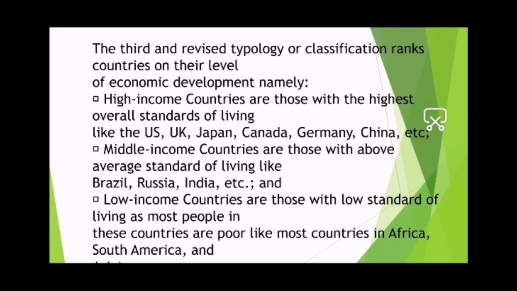The third and revised typology or classification ranks countries on their level of economic development, namely high-income countries, which are those with the highest overall standards of living like the U.S., U.K., Japan, Canada, Germany, China, etc. Middle-income countries are those with above-average standard of living like Brazil, Russia, India, etc. Low-income countries are those with low standard of living as most people in these countries are poor, like most countries in Africa, South America, and Asia.